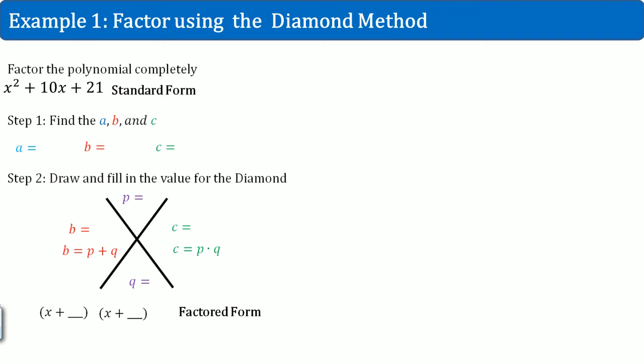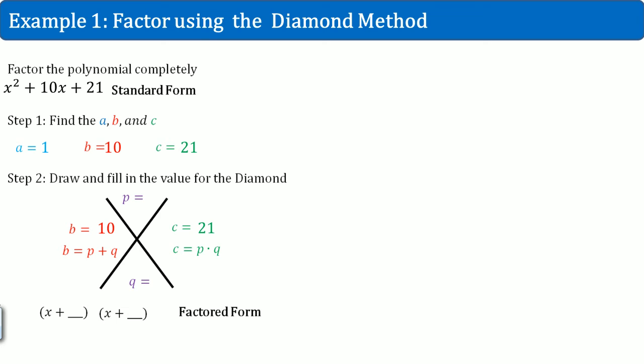Let's look at the first example. First step is always to find A, B, and C. Here, A is going to be 1, B is 10, and C equals 21. Next, we draw and fill in the value of the diamond. B is 10, C equals 21.